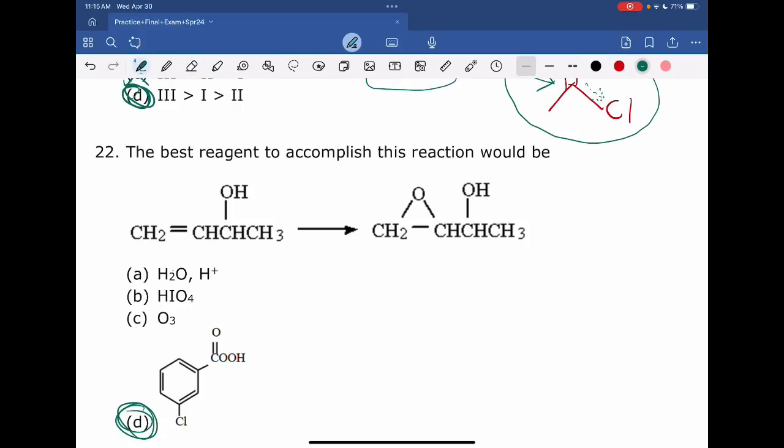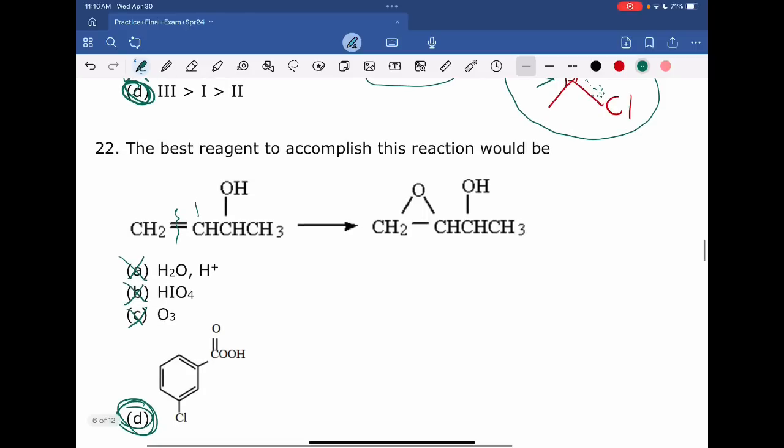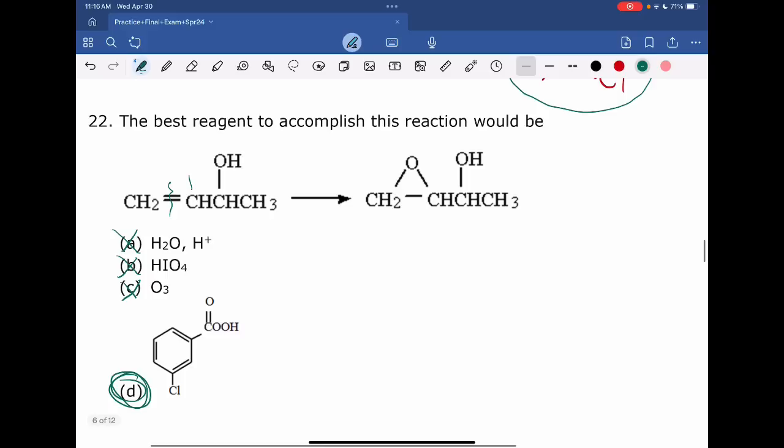Water wouldn't make sense. Water and acid would just either give you OH in here, or yeah, that's what it's gonna do. So water doesn't make sense. Acid doesn't make sense. It'll probably eliminate this OH. And ozone doesn't make sense. We would probably cleave this bond if we added ozone and something else.